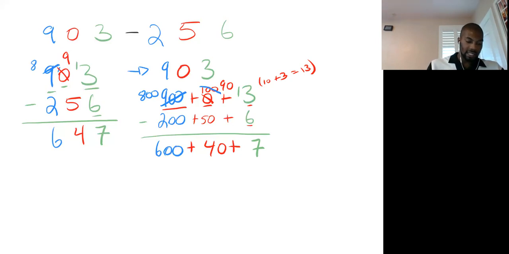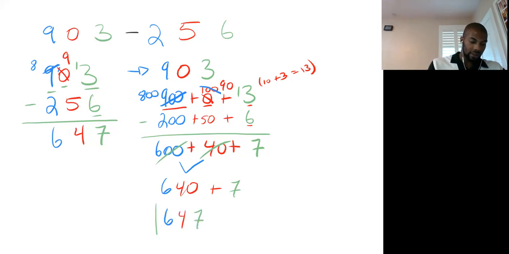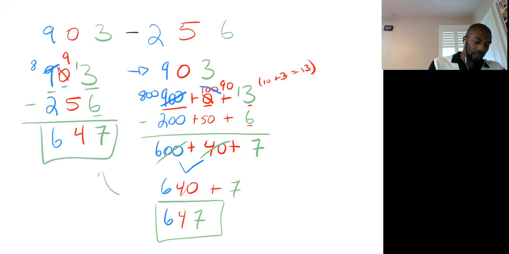And now I just add these together. 600 plus 40 is 640. And then drop this plus 7. 640 plus just another 7 is going to be 647. It's a little longer, but some people find it's cleaner and easier to do. 647 is the difference for this problem.